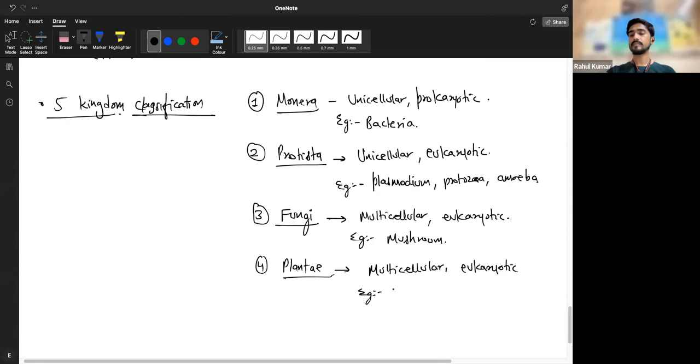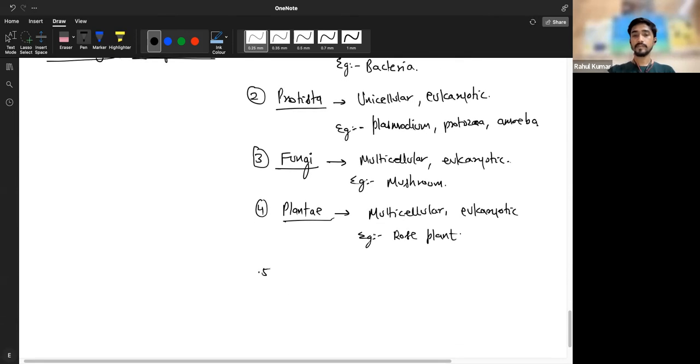Give any example, let's say rose plant. Okay. And the fifth kingdom is Animalia, where we are. Are we multicellular? Yes. We are also multicellular and eukaryotic.